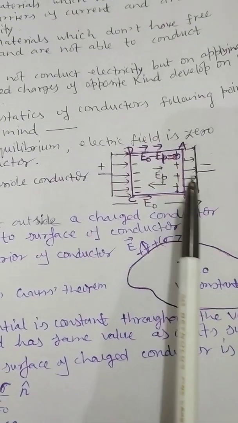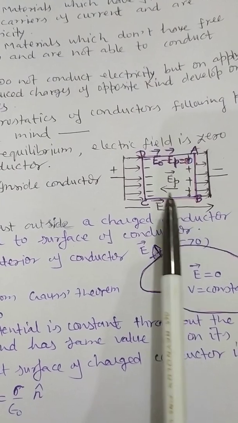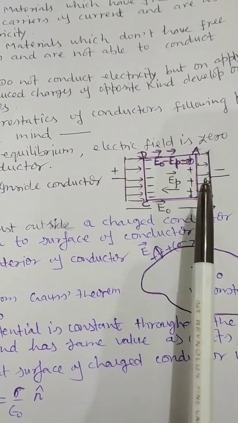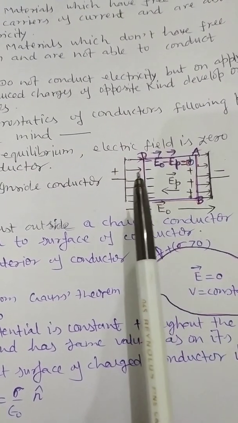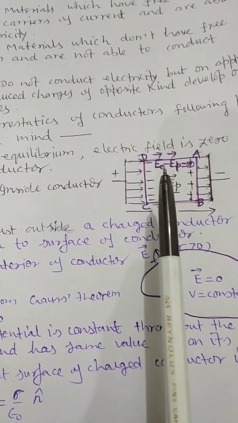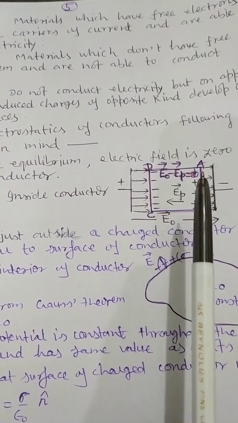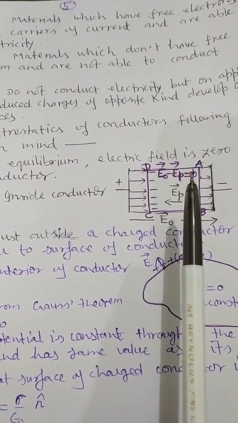We can see this diagram. Here it is, ABCD conductor placed in this electric field between the two plates, right? Then the net electric field within the conductor ABCD is zero.